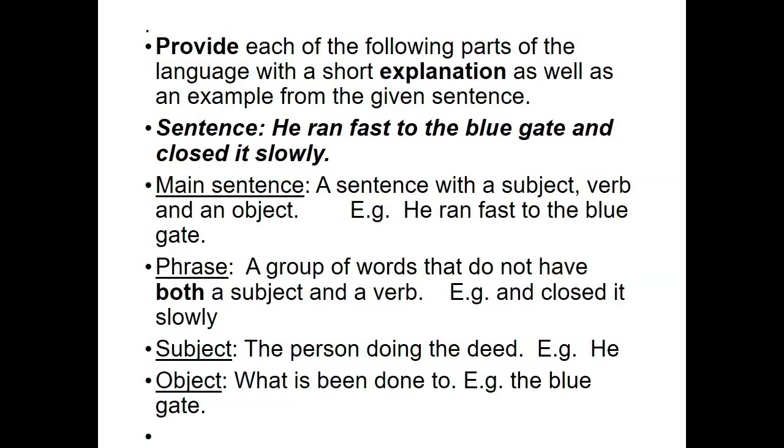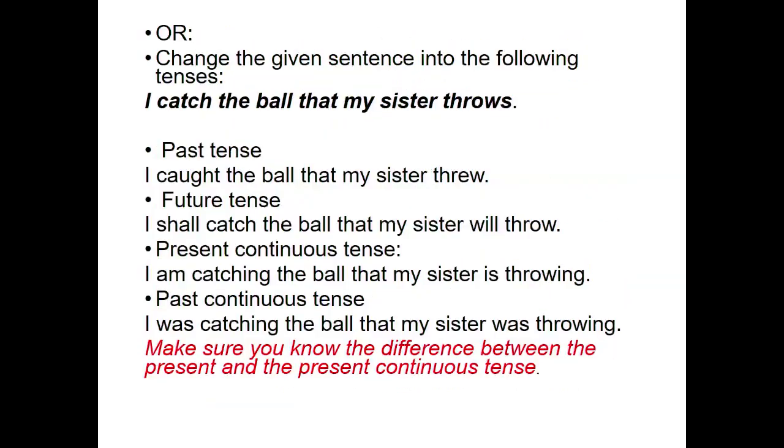The subject is the person doing the deed. For example, in this sentence, he. The object is what is being done to. What is he doing something to? Not the verb, the object. He, and he runs to what? To the blue gate. The blue gate is the object.